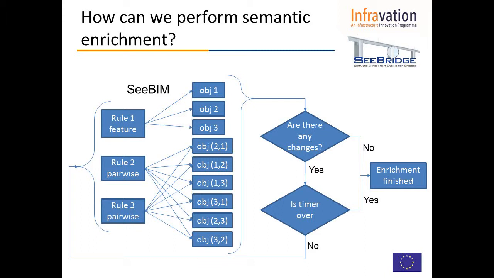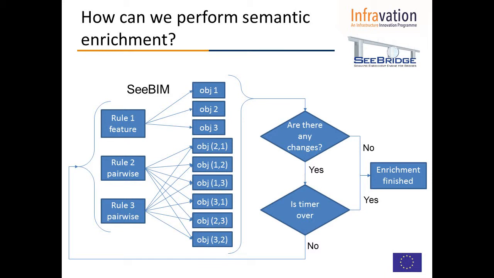You can see that the pair of objects 2 and 1 is a different pair from the pair of objects 1 and 2. If a rule changes anything, it raises a flag that a change has been made. After all rules run on all objects, we check if the flag is on. In that case, we turn off the flag and start all the rules from the beginning.